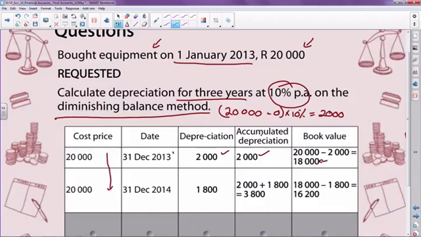Now, what do I do for the next year? I do this calculation. I say 20,000 minus, what did I lose the previous year? 2,000. Remember your brackets on your calculator, times 10%. And now you would see that I lost less. I lost 1,800. So what's your depreciation this year? Your depreciation for the second year will be less than 2,000. It's 1,800. And now how much do I lose in total? 2,000 plus 1,800 will give you your 3,800. And now, what is your book value? 20 minus 3,800, that's the value lost, will give you your 16,200.